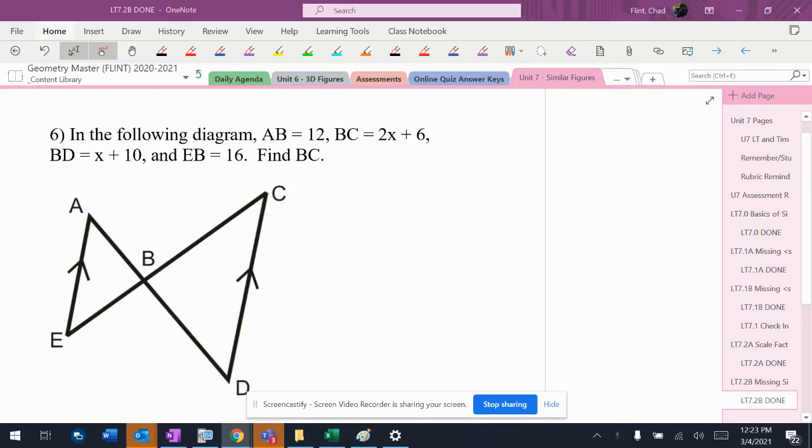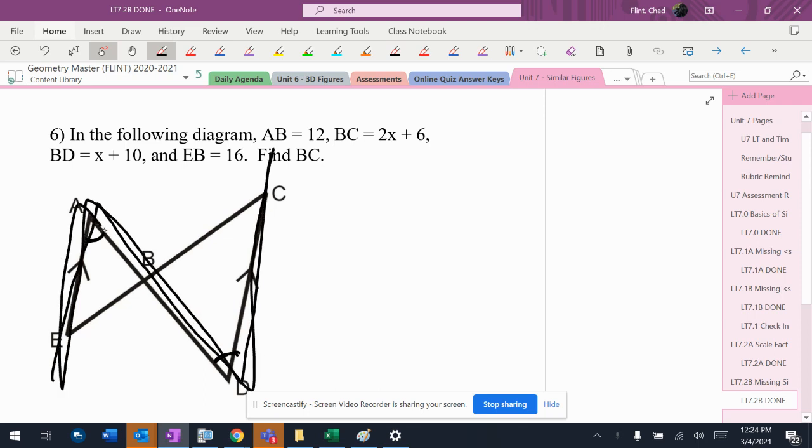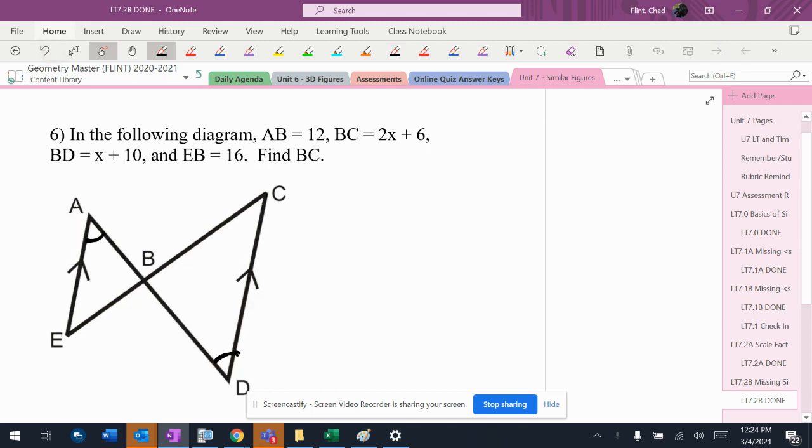Okay, in this picture, it has these arrows on here, which means there's parallel lines. And it doesn't tell you the triangles are similar, but you're able to figure it out because this angle right here is the same as this angle right here because they make this Z with the parallel lines, so they're alternate interiors.